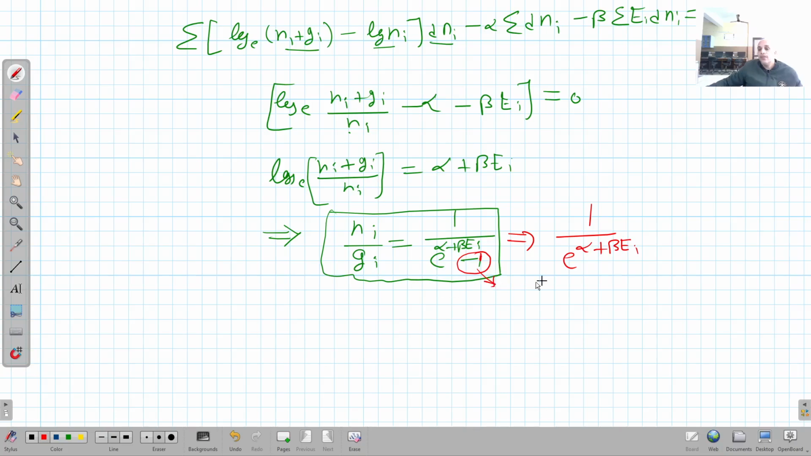You can put the value of beta. We have derived it in that case. It is 1 upon kT. If you put that value, then this equation becomes Ni upon Gi is equal to 1 upon e raised to power alpha plus Ei upon kT, minus 1. So this is the distribution law.